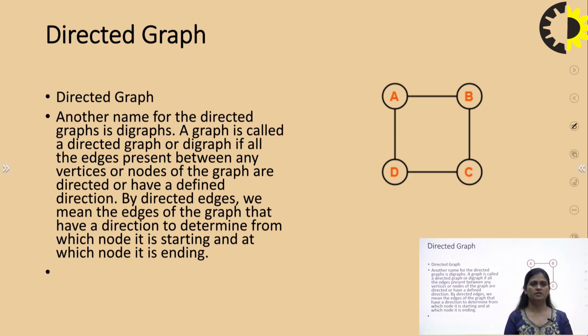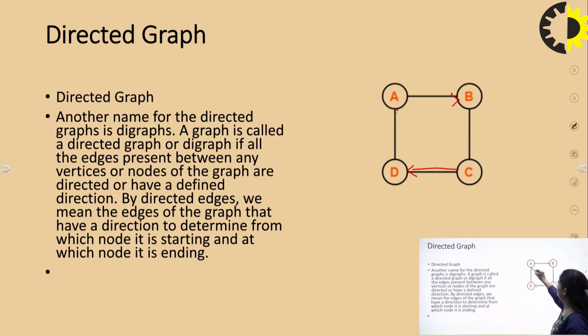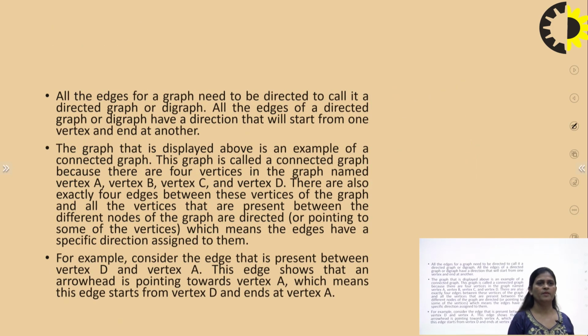If all the edges of a graph have definite directions, then by directed edges we mean edges that have a direction to determine which node is starting and which node is ending. In a directed graph it is compulsory to give the direction. Here the direction is from A to B, C to D, A to D, also D to C, and you can give the direction from C to A.